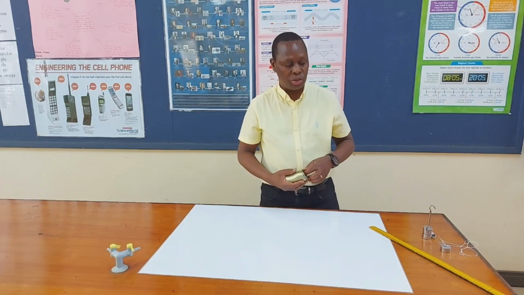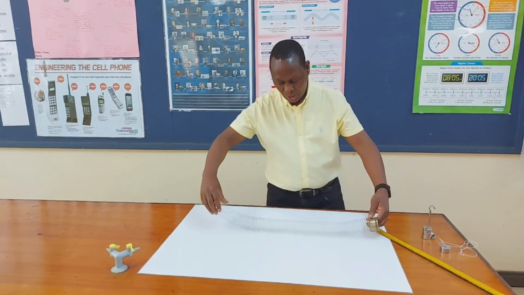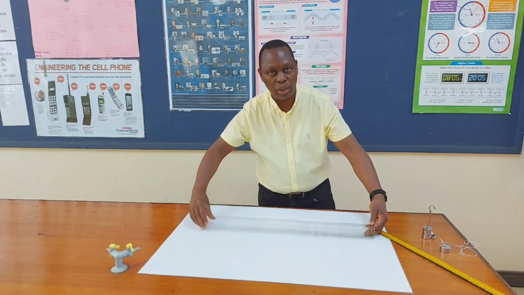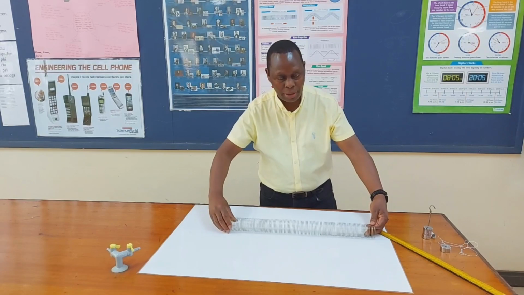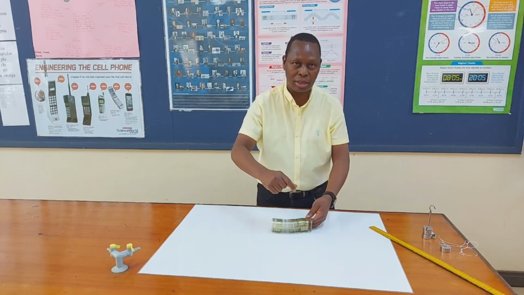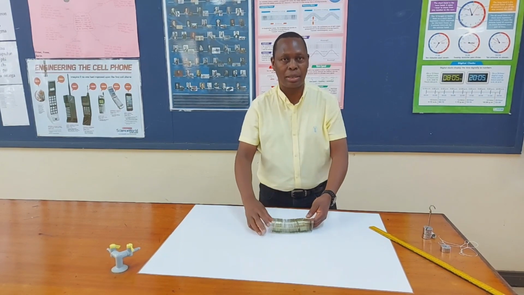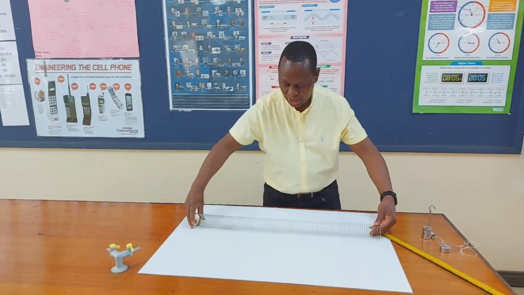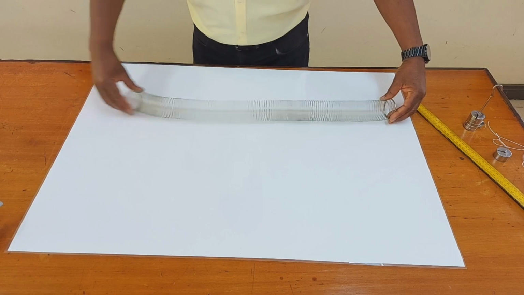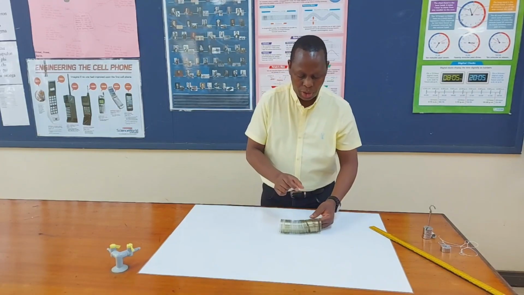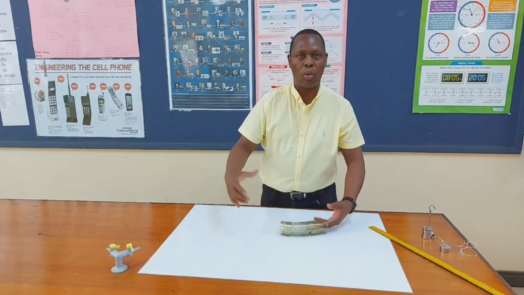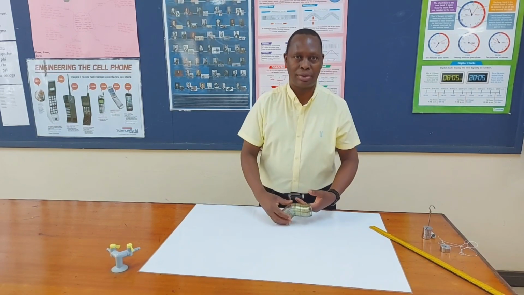However, I could also generate another type of wave where I move the right hand to and fro along the axis of the spring. The kind of wave I'll generate is known as a longitudinal wave, in which case we have regions where particles are close together and we have regions where particles are spaced out. So if we try this one more time, here we are. The kind of wave I'm generating is a longitudinal wave. The regions where particles are closely packed together are known as compressions. The regions where particles are widely spaced out are known as rarefactions.